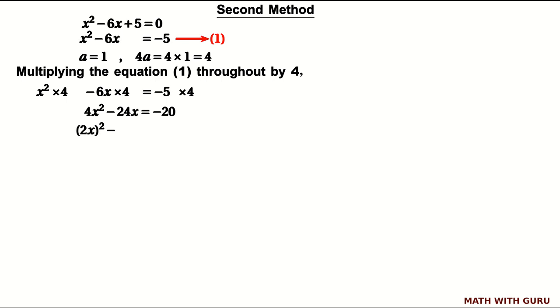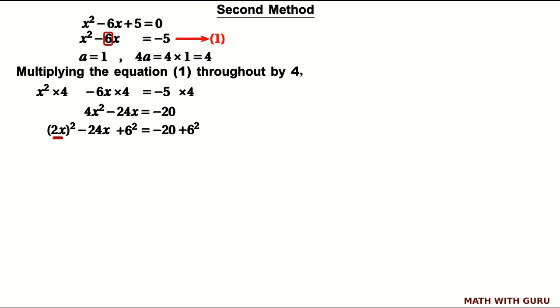4x squared can be written as (2x) whole squared minus 24x equals minus 20. Now consider 6, not negative 6, only 6. That is positive 6. Disregarding the sign, we consider the coefficient of x. Add 6 squared to both the sides.